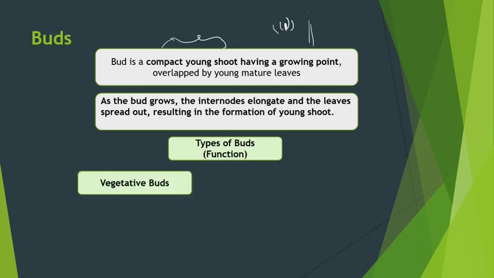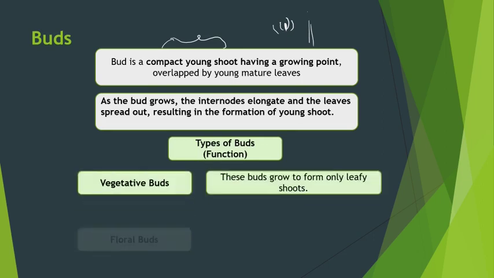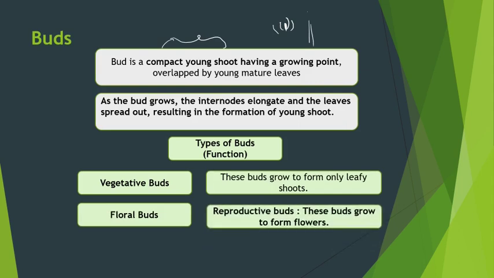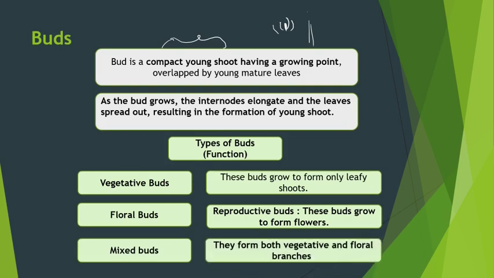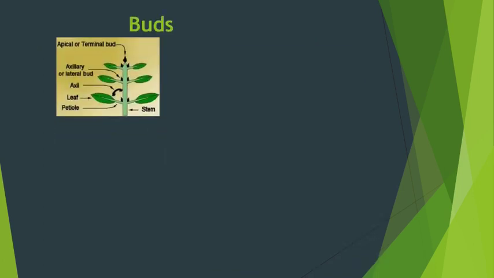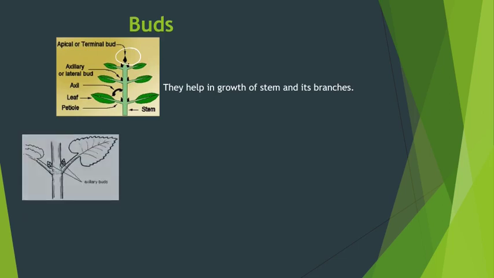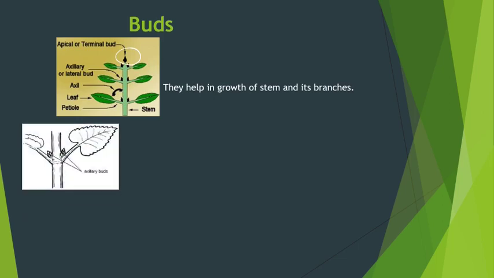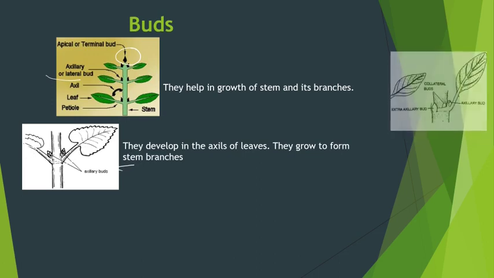There are different types of buds: vegetative buds, which give rise to leafy shoots; floral buds, which give rise to the reproductive part, that is the flower; and mixed buds, which can develop into both vegetative as well as floral buds. In this picture you can see the apical bud or terminal bud, which is responsible for the growth of the stem, the height of the stem. In this picture you can see the axillary bud. The axillary bud is also called the lateral bud, which grows in the axil of the leaf, and it is responsible for forming stem branches.